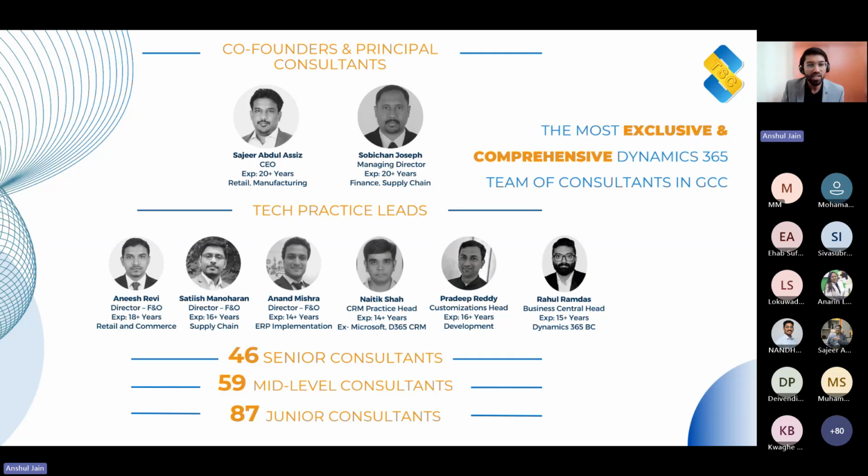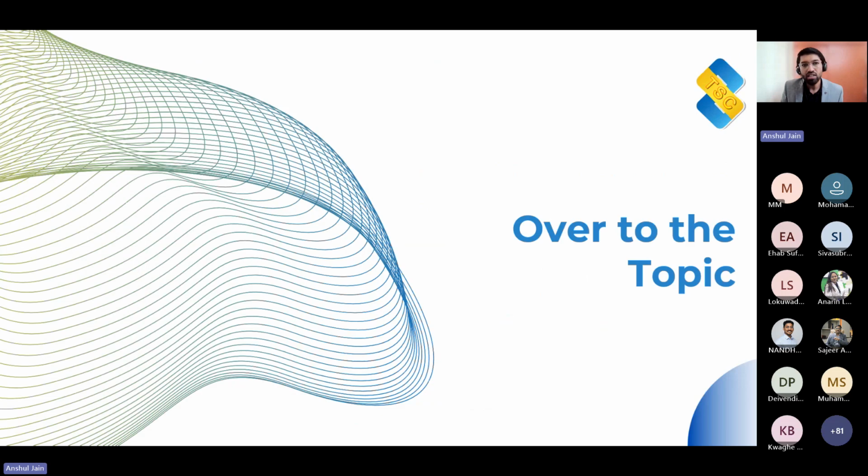Our N-1 leaders, who are basically our technology practice heads for F&O, for Business Central, for CRM, and for customization, also have immense experience across different domains. On top of that, we have 46 plus senior consultants, 59 mid-level consultants, and 87 junior consultants as well. So this overall comprehensive and exclusive team for Dynamics 365, very seldom you are going to find across any other partner. So not wasting much time, I'll just pass the baton to our principal consultant, Mr. Sajir Abdulaziz, who will be taking you through the topic.